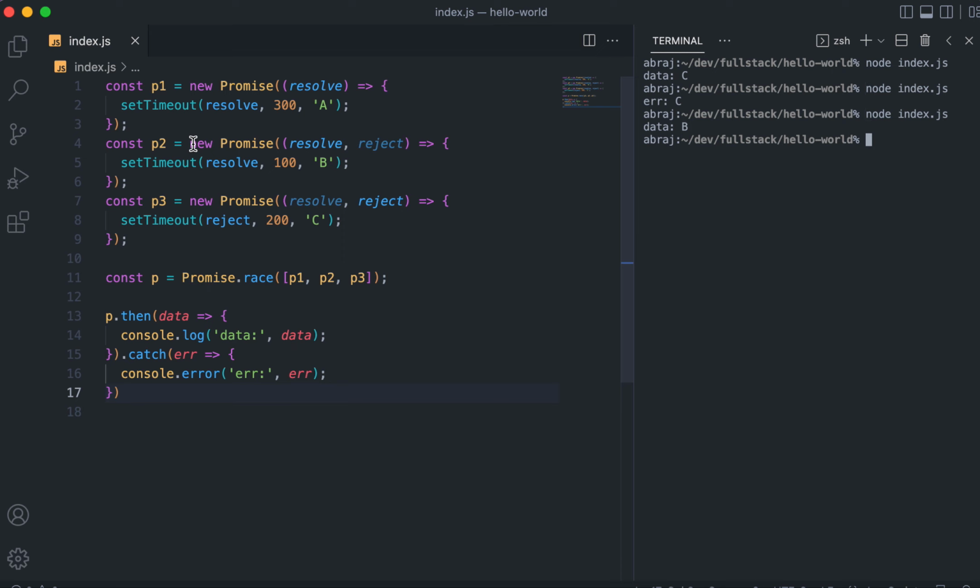Then it would give us B, because yeah, at 200 it is rejecting, but I will never reach this 200 milliseconds, because at 100 milliseconds only I see that I have got a resolved promise, and race is just waiting for one of the resolution or rejection, right? So the first one to resolve or reject, the first one to settle is P2, and that's why I'm ready with my answer from P2 promise only, right? And that's why the answer is going to be data B. Okay, so yeah, that is going to be the case.